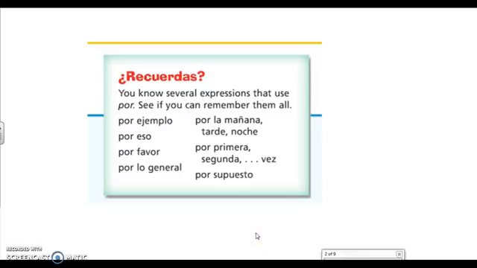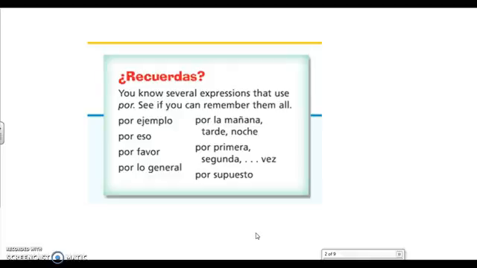So, before we begin with the other uses of por, let's see if you can remember some of these expressions that use por. Say the definition if you know it. Por ejemplo. For example. Por eso. For that reason. Por favor. Please. Por lo general. In general.